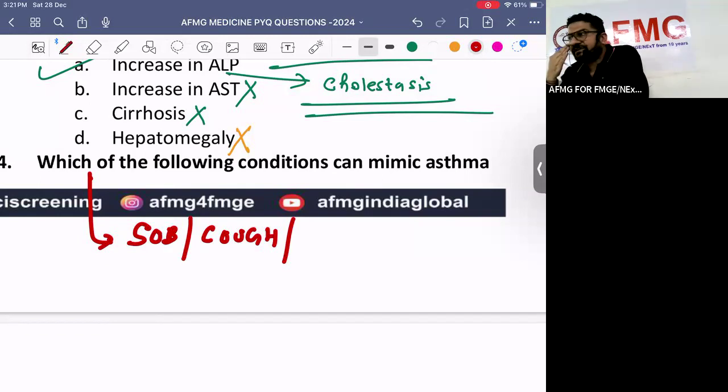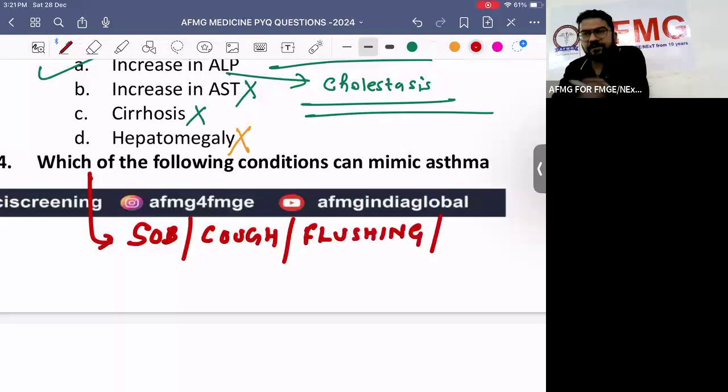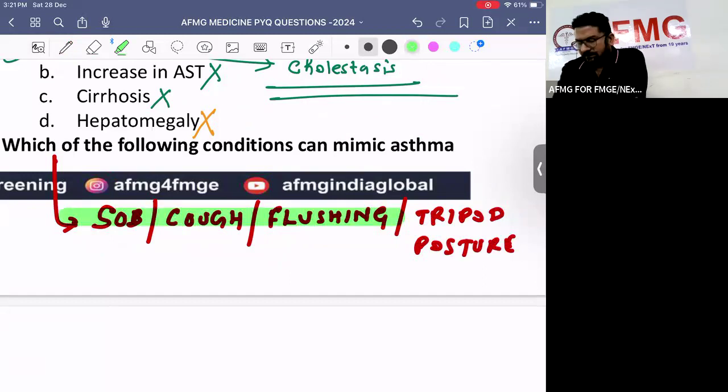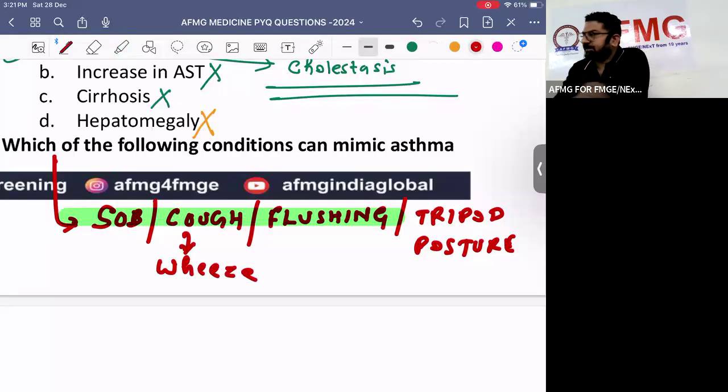You can see patient because of histamine release. Skin will be red in color. What do we call this? Flushing or hyperemia of skin. What else? Then patient will be sitting in this kind of position, bent forward. We call this tripod posture. So mainly symptoms are cough, flushing, shortness of breath, and cough because it's an obstructive disease. So patient on auscultation will have wheeze. So these are the general symptoms of asthma.